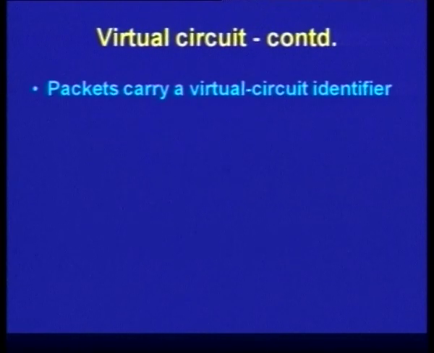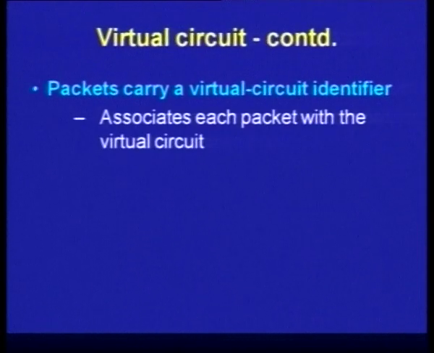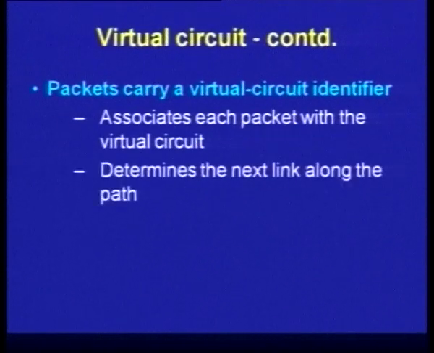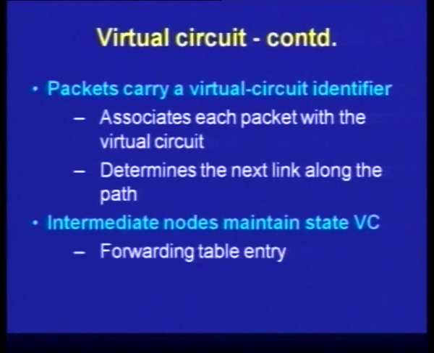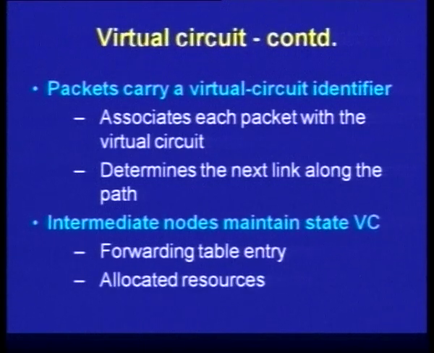So let us look at what happens over here. If you look at the virtual circuit, the packets will carry a virtual circuit identifier, which associates that particular packet with the virtual circuit that has been established. Now this virtual circuit identifier will also be used to determine the next link along the path, and the intermediate nodes will maintain some state about the virtual circuit. So essentially it will look like a forwarding table entry which also has some allocated resources to it.